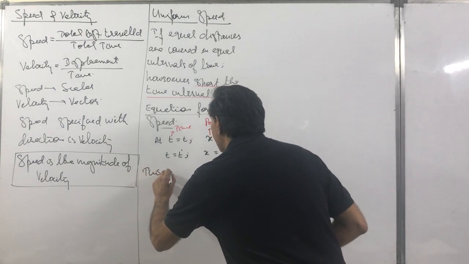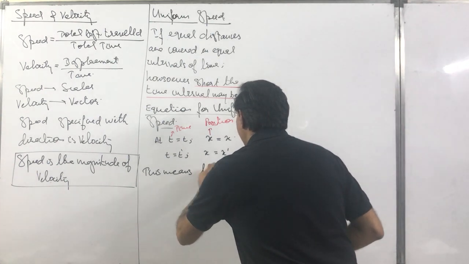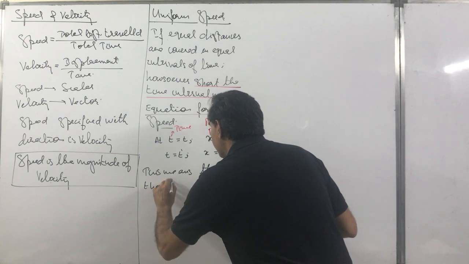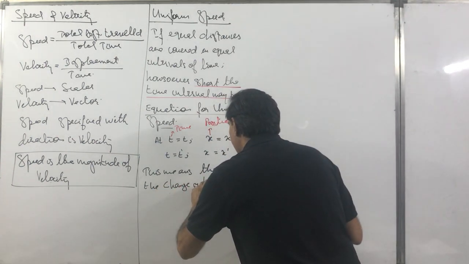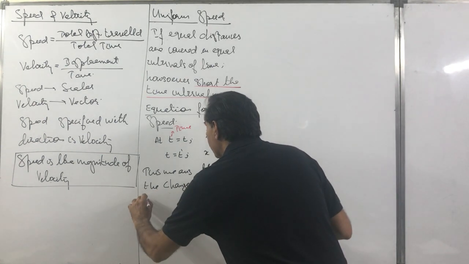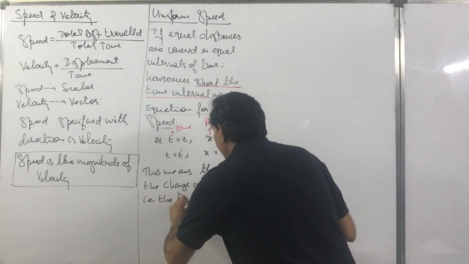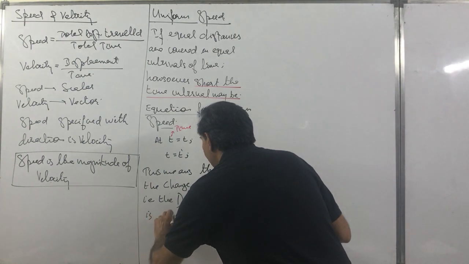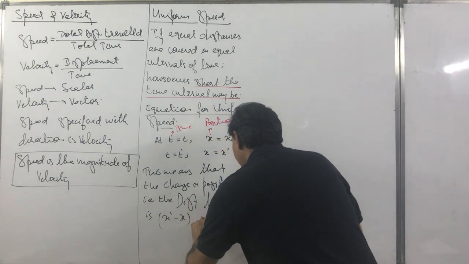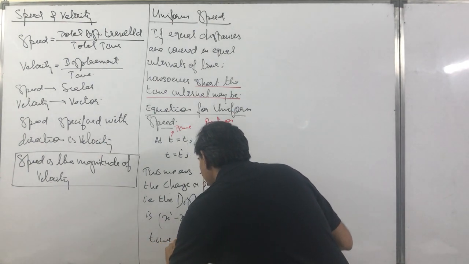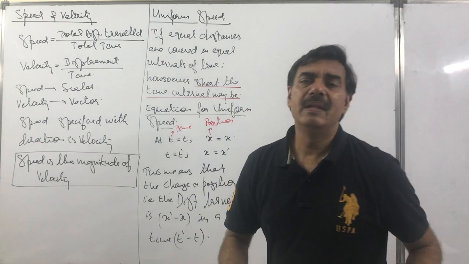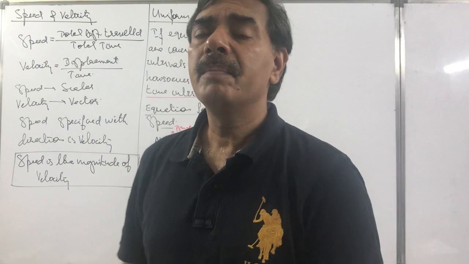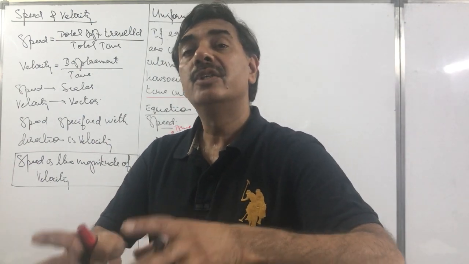This means that the change in position, that is the distance traveled, is x dash minus x in a time t dash minus t. थोड़ा सा फर्क पड़ गया ना. डिस्टेंस ट्रेवल्ड डायरेक्टली भी दिया हो सकता है, आपने निकालना भी हो सकता है, बट वी आर राइटिंग डिस्टेंस इन टर्म्स ऑफ चेंज इन पोजीशन.